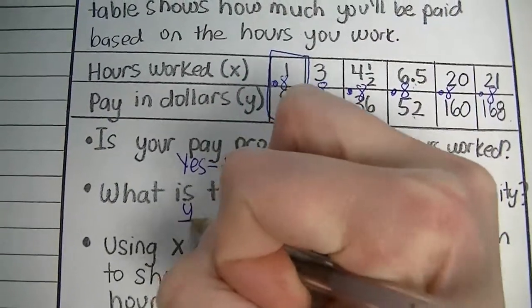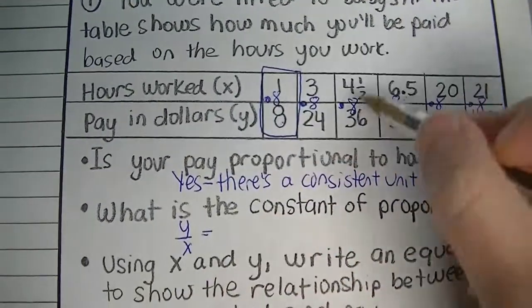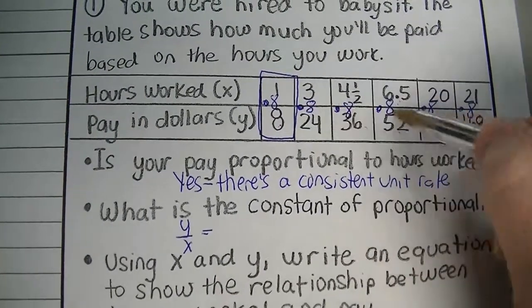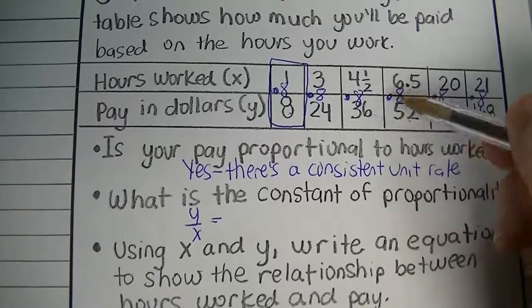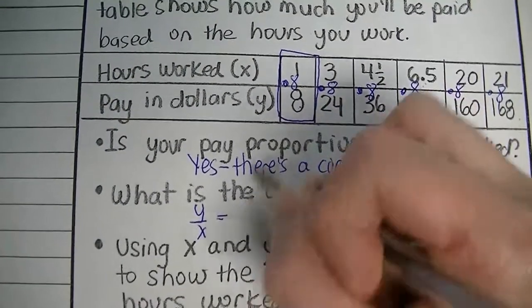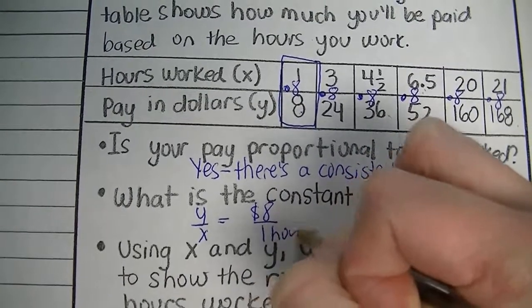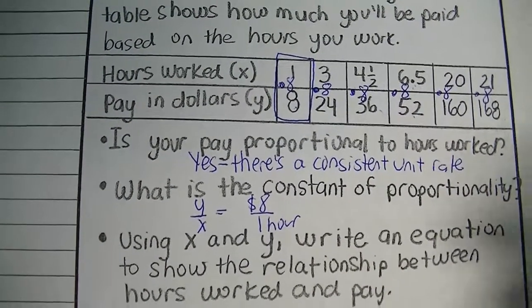So you can also go Y divided by X, and you can pick pretty much any value in the table because we know that it's a consistent unit rate. We just did Y divided by X for every single one of them. So it's $8 per hour. That's constant of proportionality, also known as unit rate.